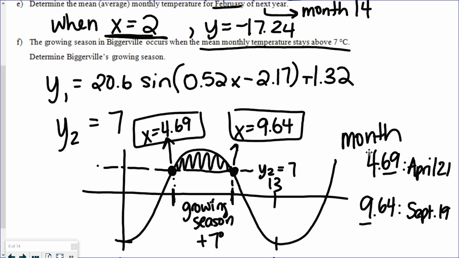If this was a question on a test, you could probably say mid-April to mid-September. That's a little bit of a precise measurement, but you wouldn't just want to say April till September, because at the beginning of April, it's probably still a little too cold. At the end of September, it's probably starting to get a little bit too cold as well.